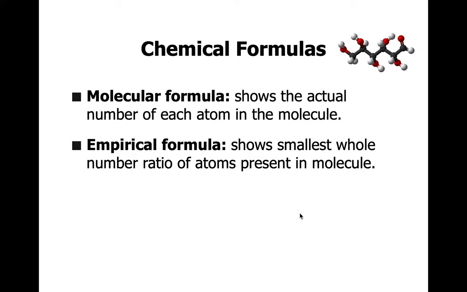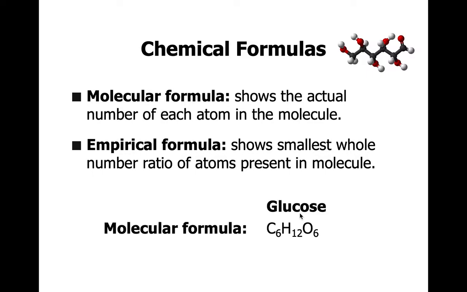The empirical formula shows the smallest whole number ratio of atoms present in a molecule. So if we take glucose again, which has a molecular formula of C6H12O6, its empirical formula is CH2O. And you'll see today it's much easier to determine an empirical formula, and that's why we would even care about this empirical formula.